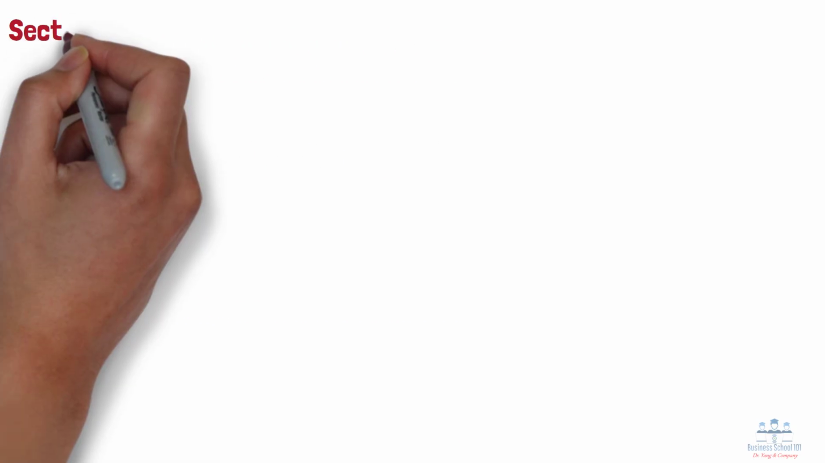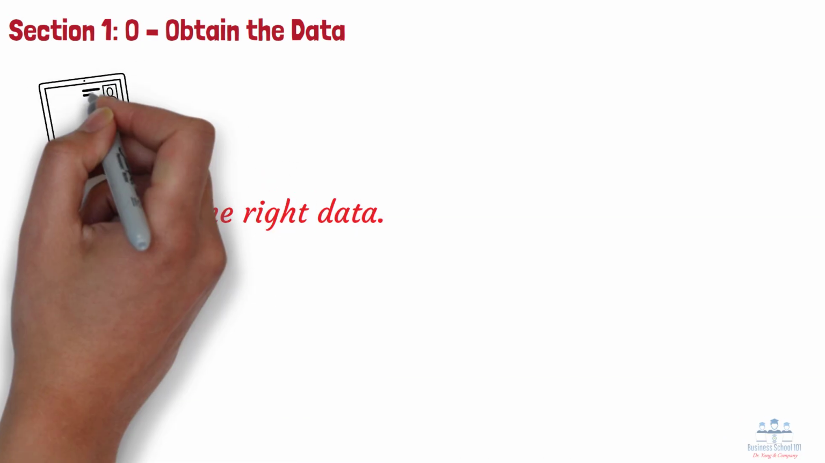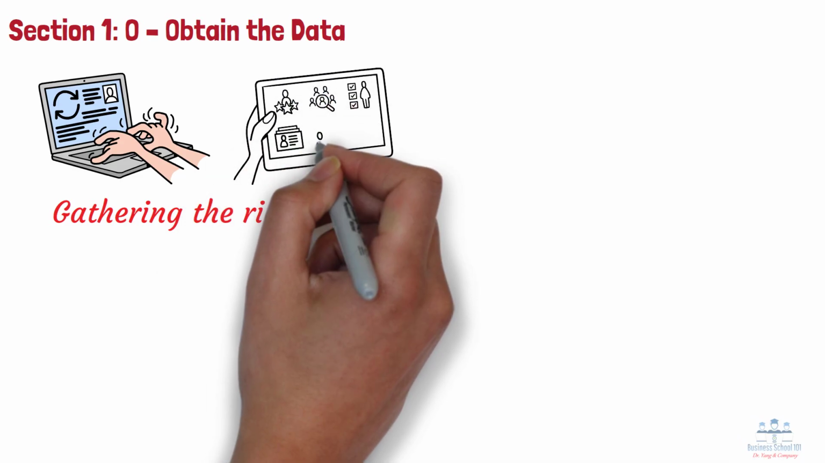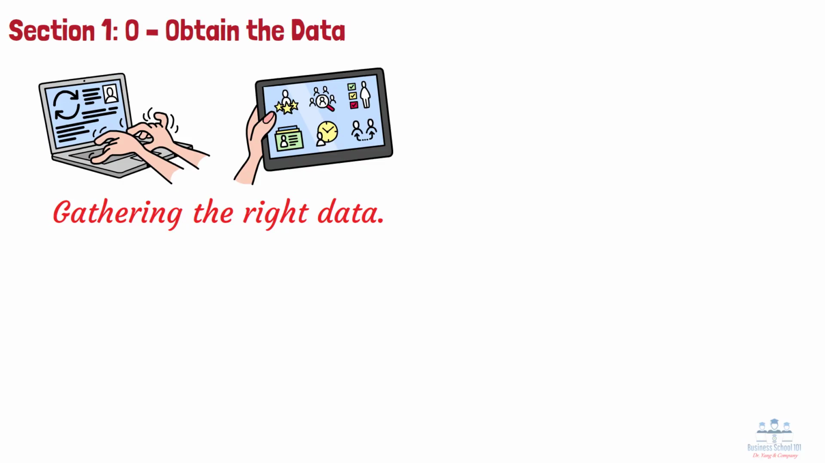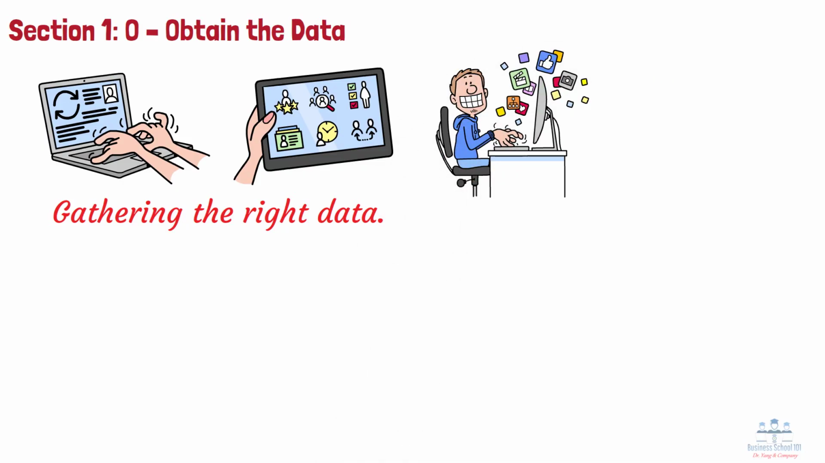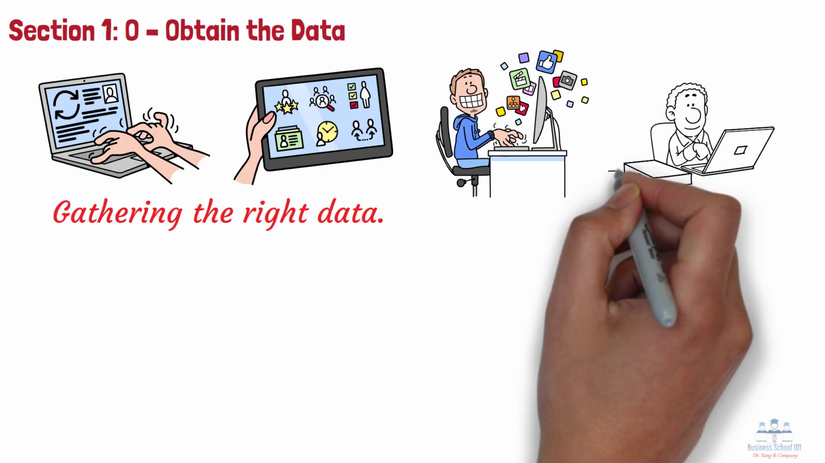Section 1. Obtain the data. Everything starts with gathering the right data. In this step, analysts collect raw information from a variety of sources: internal systems like sales databases or CRM tools, external sources like public datasets, APIs, social media, or even through web scraping. The goal is to build a comprehensive dataset that can help answer the business question.